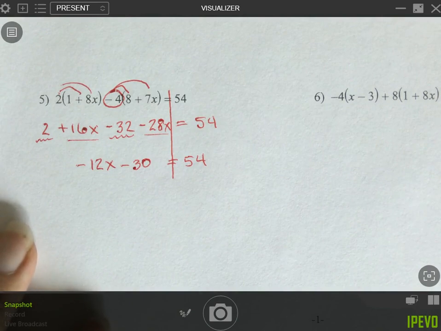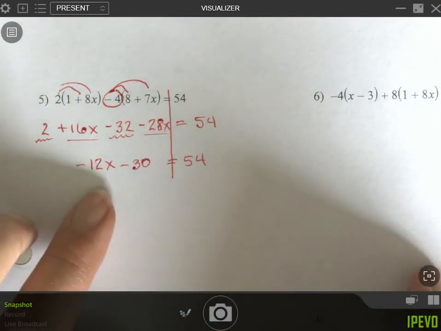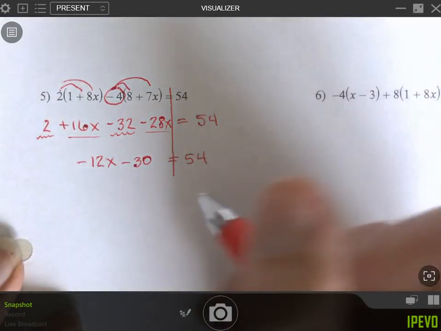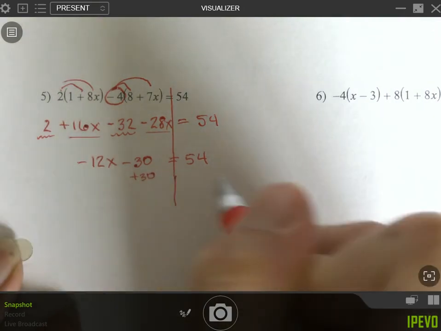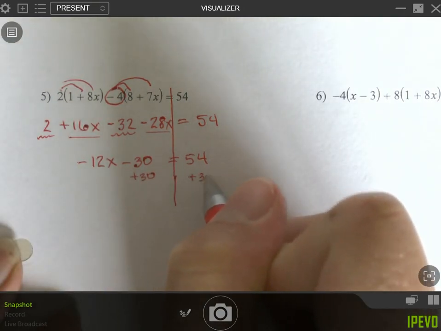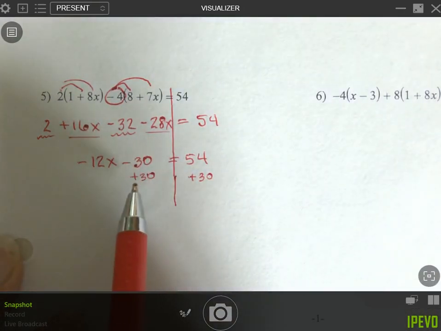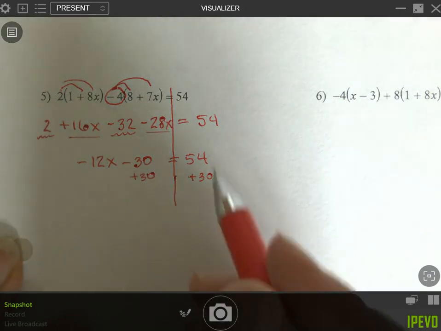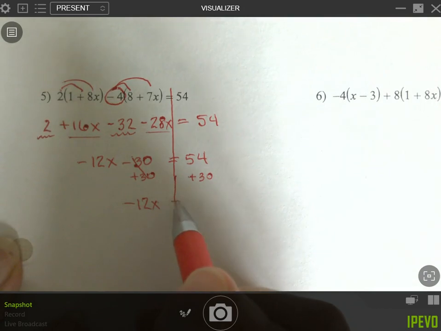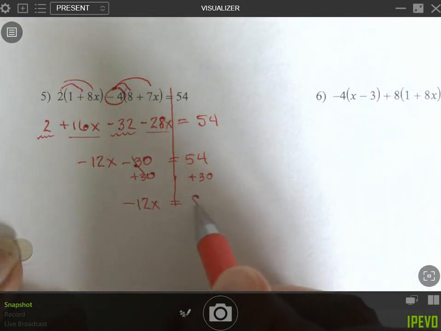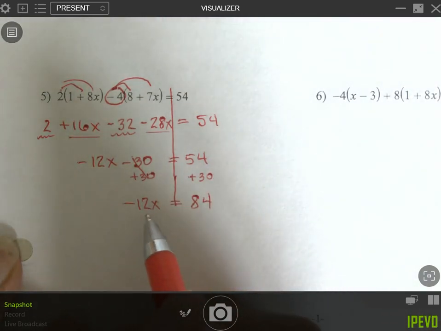Cross the line, change the sign. I'm trying to get x by itself. So what do I need to get rid of? So I'm going to add 30. Now, I think I heard someone say get rid of the 12. I do need to get rid of it, but I'm going to pick off the addition or subtraction first, right? So that's gone, and I'm left with -12 times x equals what? 84. 84.